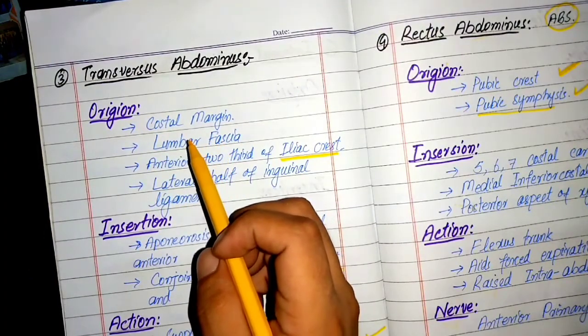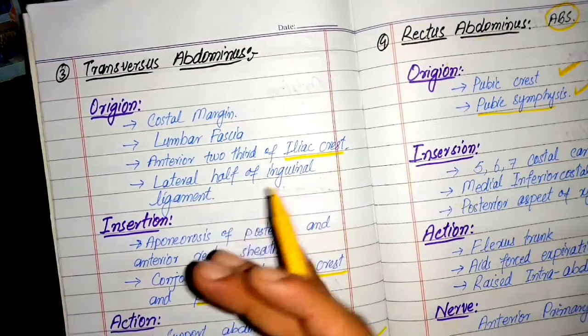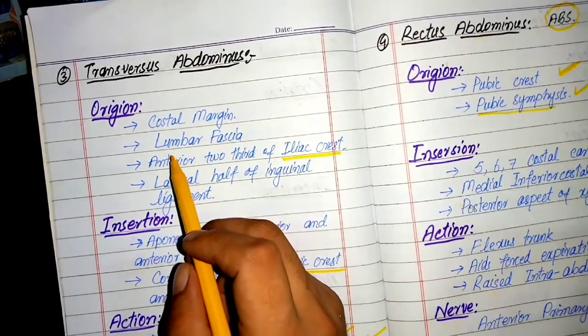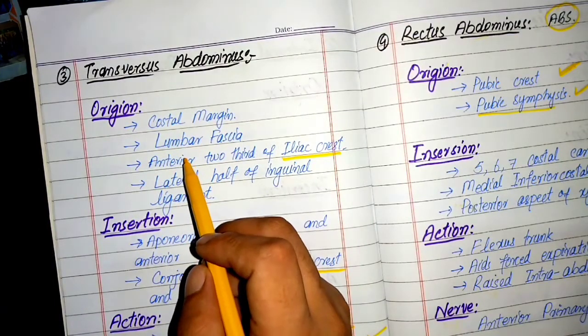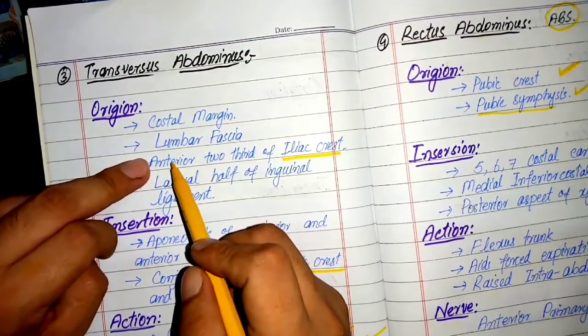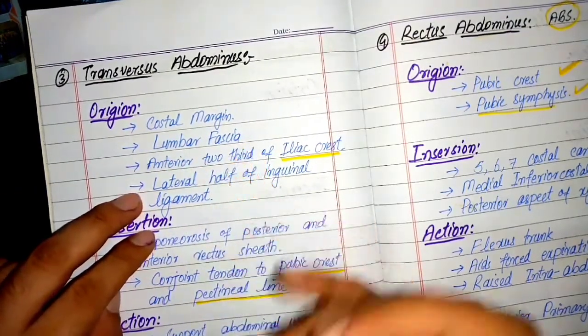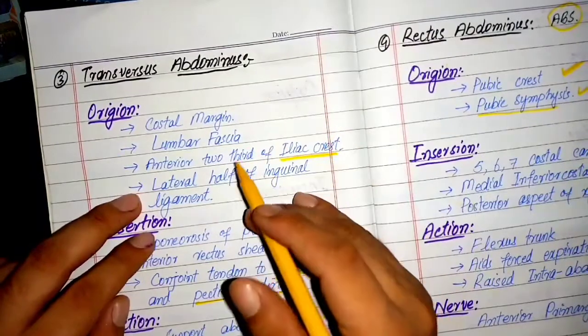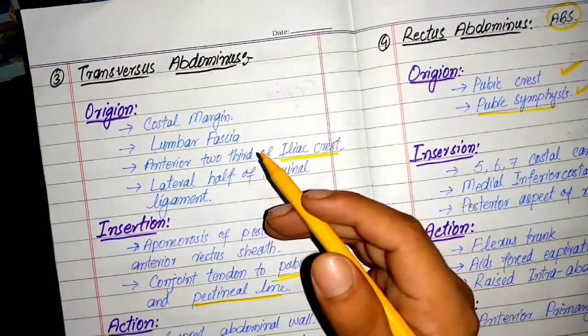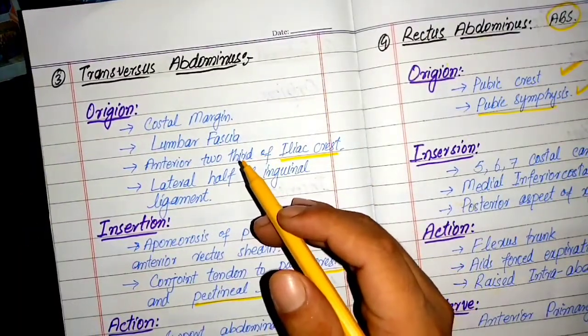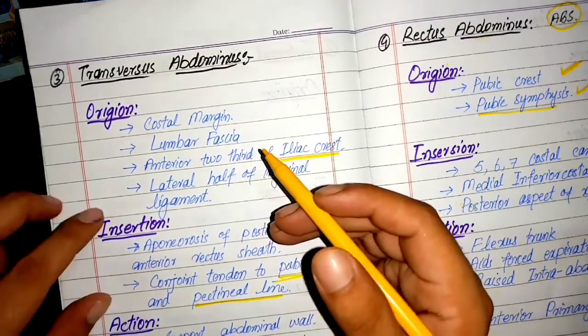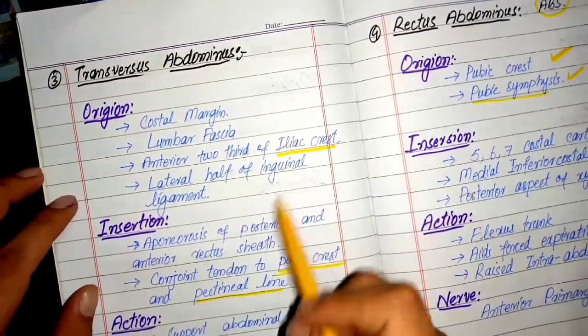Costal margin means the margins or the edges of the costal cartilage, right? And its another origin point is the lumbar fascia. Lumbar fascia is actually an anatomical term for the lumbar region. The structure in the lumbar region consists of bands or sheets of connective tissue fibers, right? And anterior two-thirds of the iliac crest.